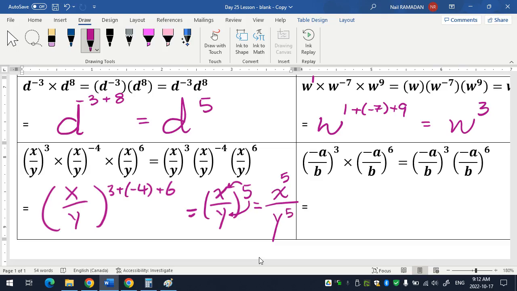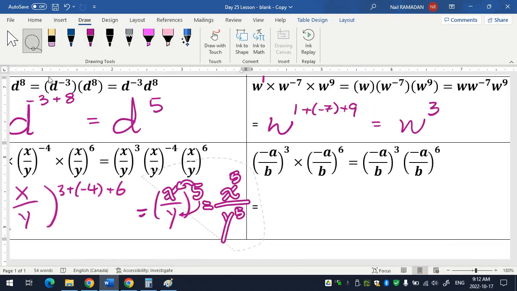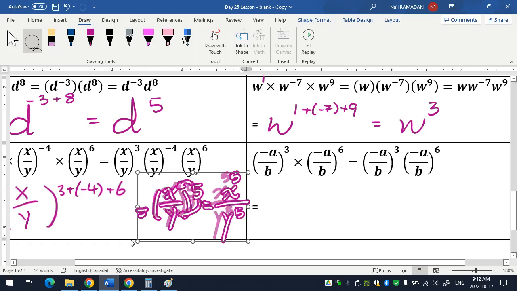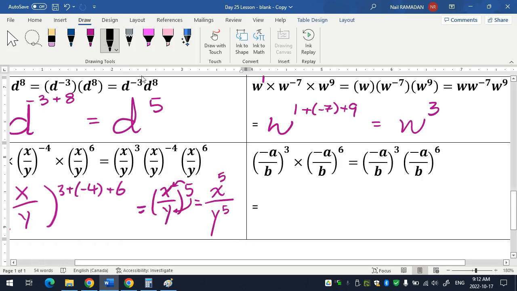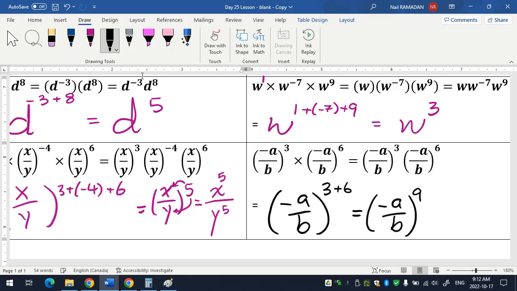Last one. Do I have 3 fractions multiplying or just 2? Okay, so that's the easy case. All right, so let me just squeeze this. We do have a minus. That's okay, because this is what I'm going to do. Minus a over b, 3 plus 6. What's 3 plus 6? Okay. Can I still do the attack thing? Yes.